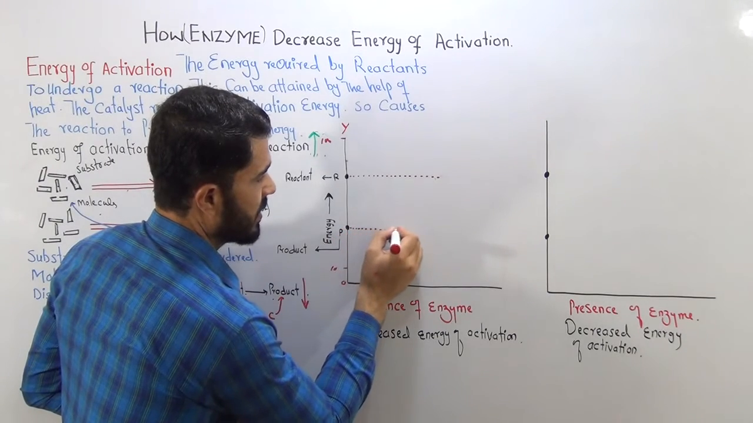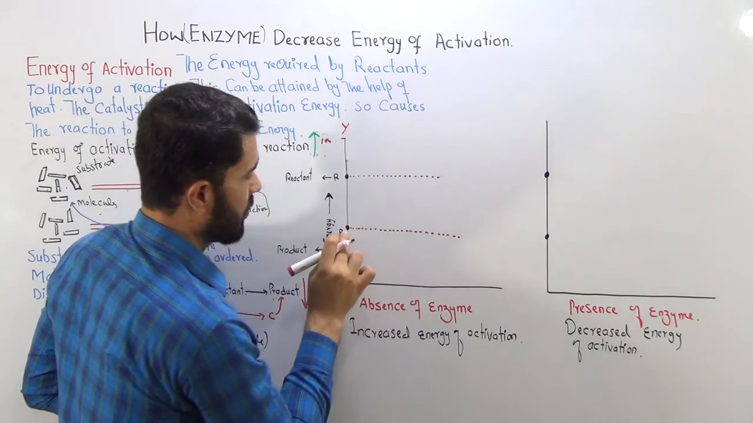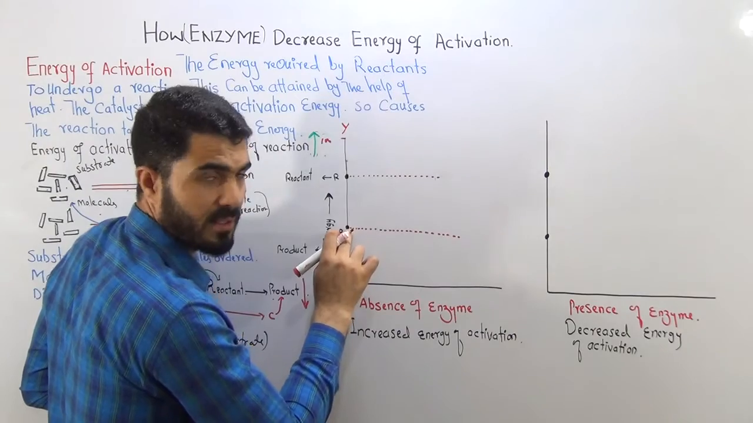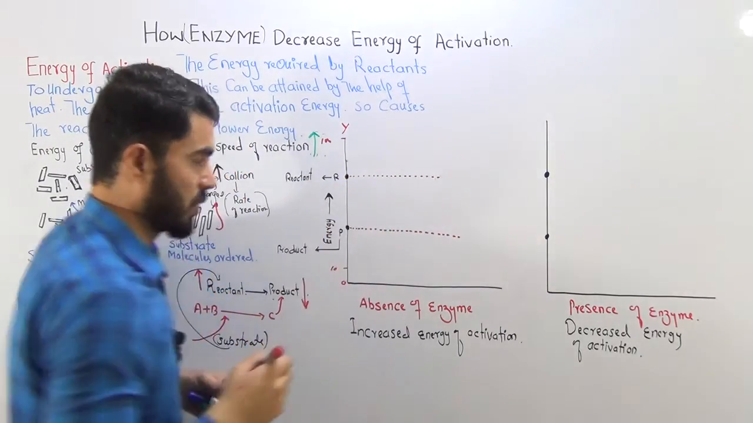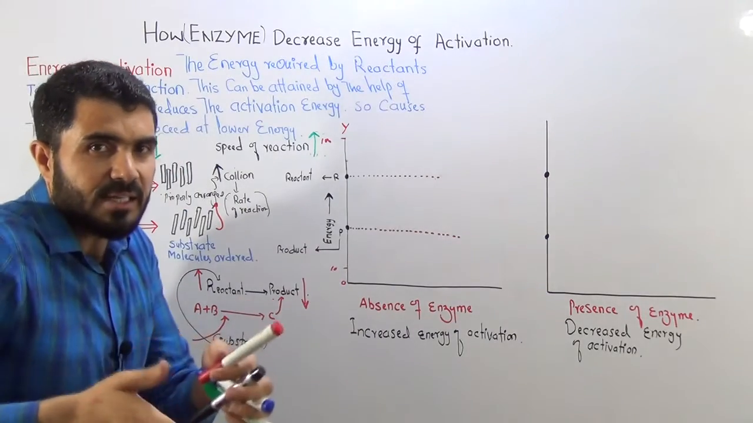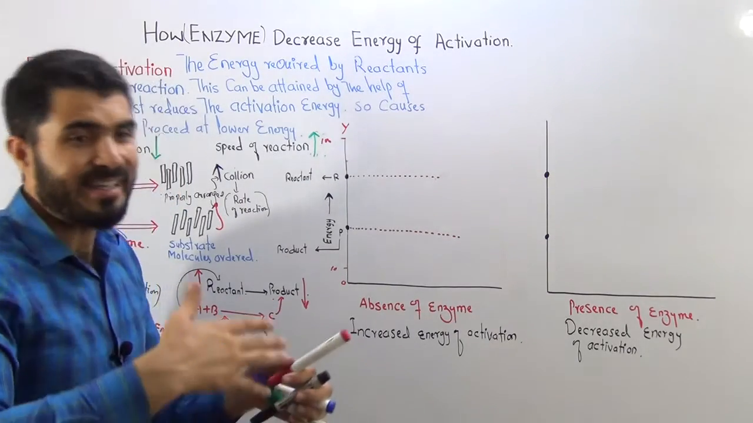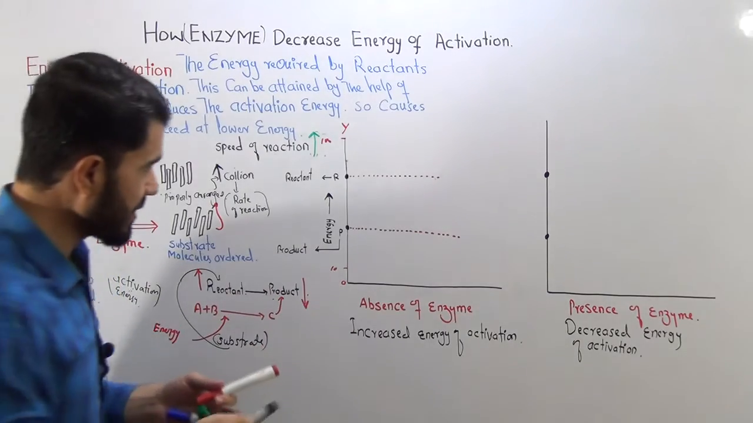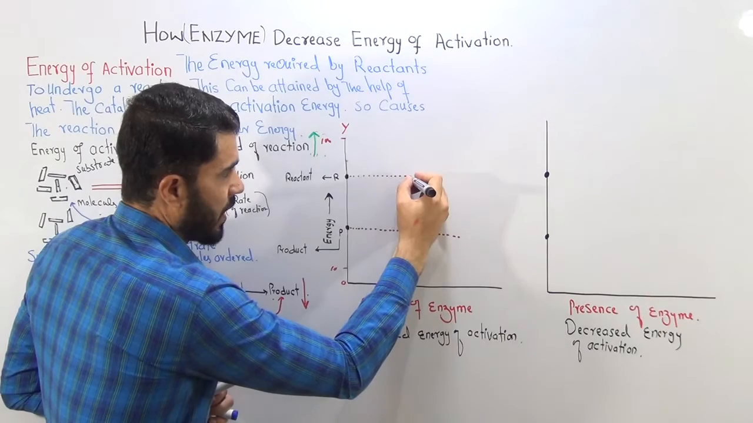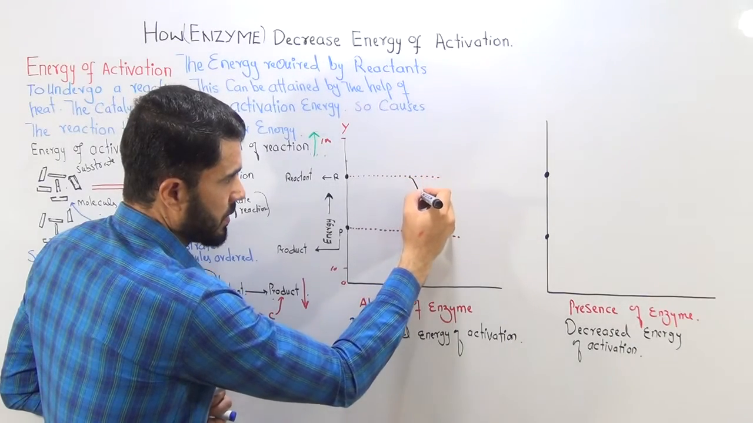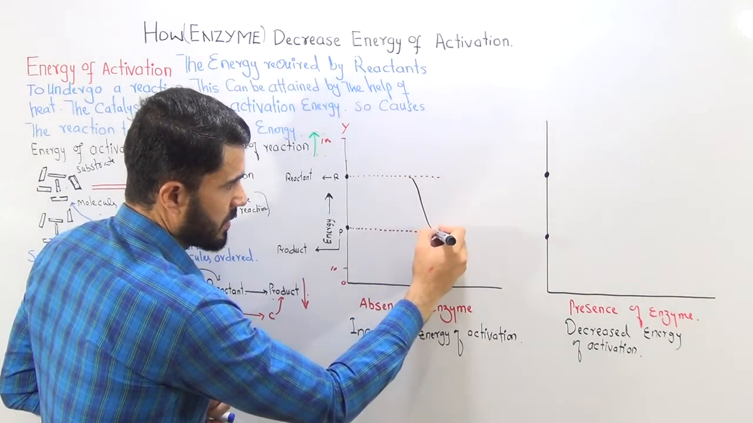So this line is our product energy and this is our reactant energy. So the reactant has high energy and product is low energy. When a reaction starts and it is completed, then what will happen? Our reactant energy will become like this. This is the diagram.